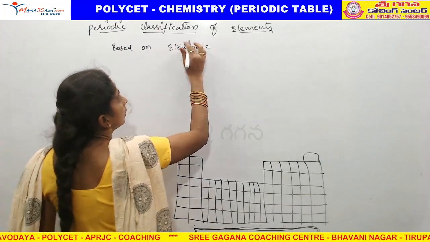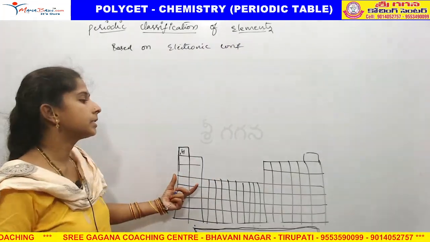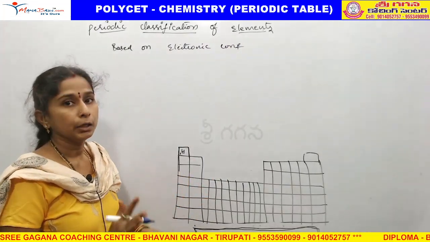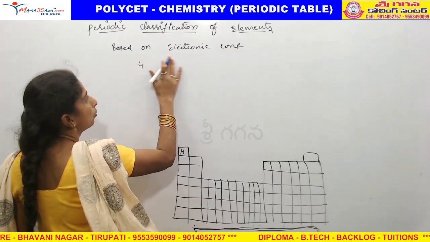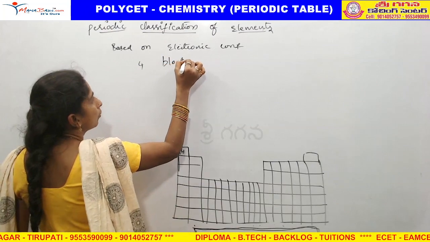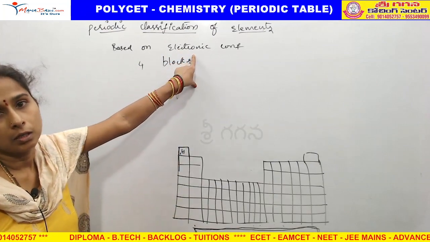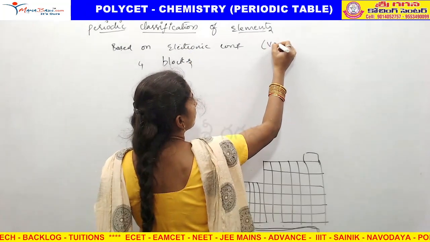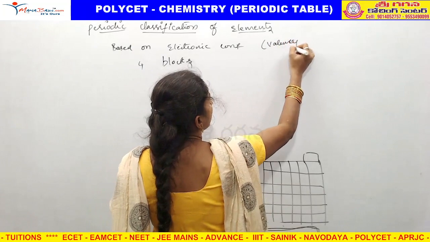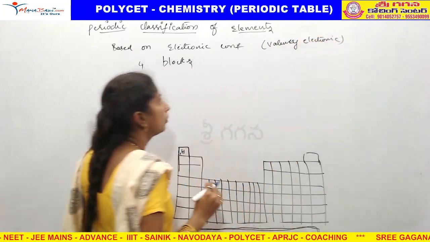Electronic configuration. He divided this periodic table into 4 parts, 4 groups, 4 blocks, based on their electronic configuration. Electronic configuration here means valency electronic configuration.